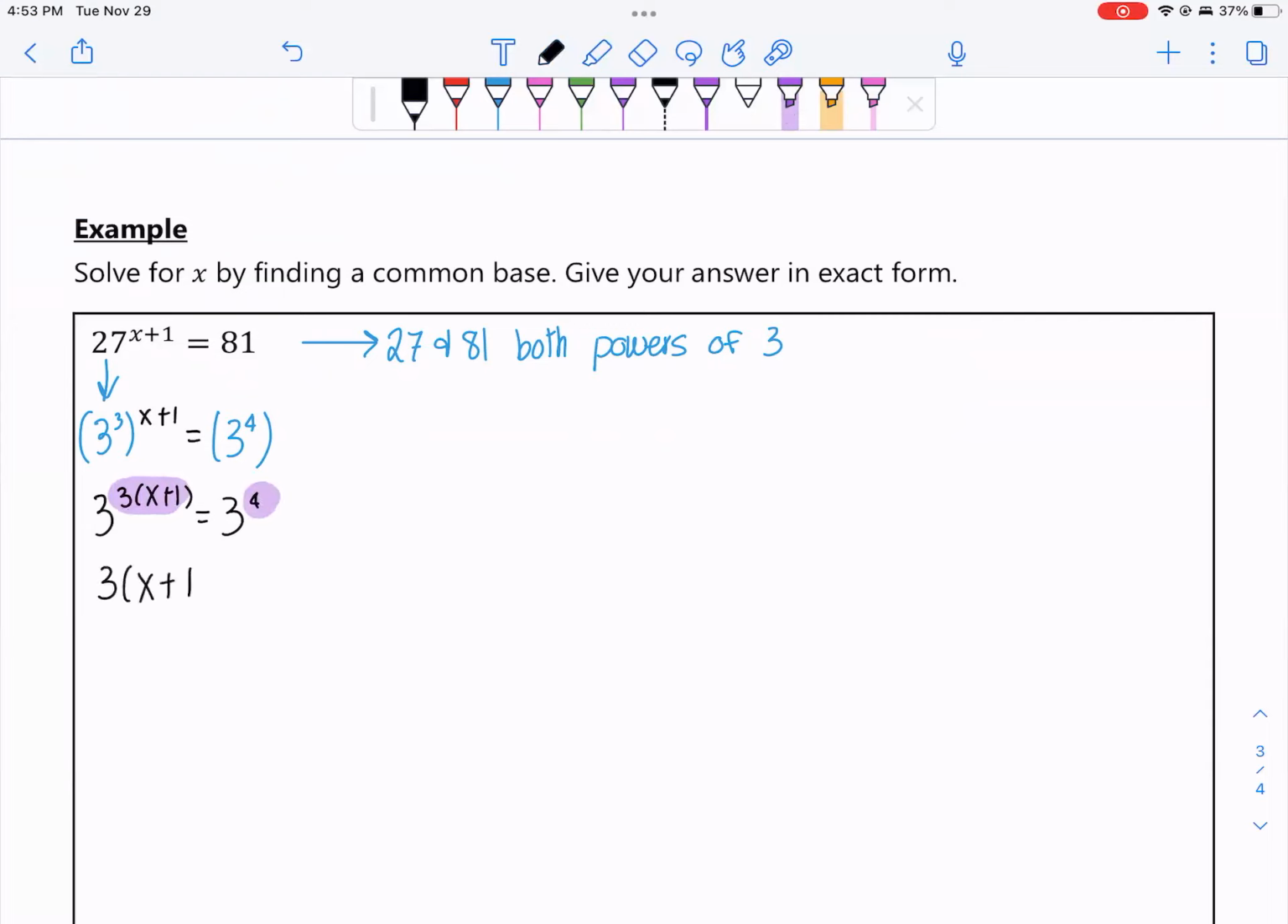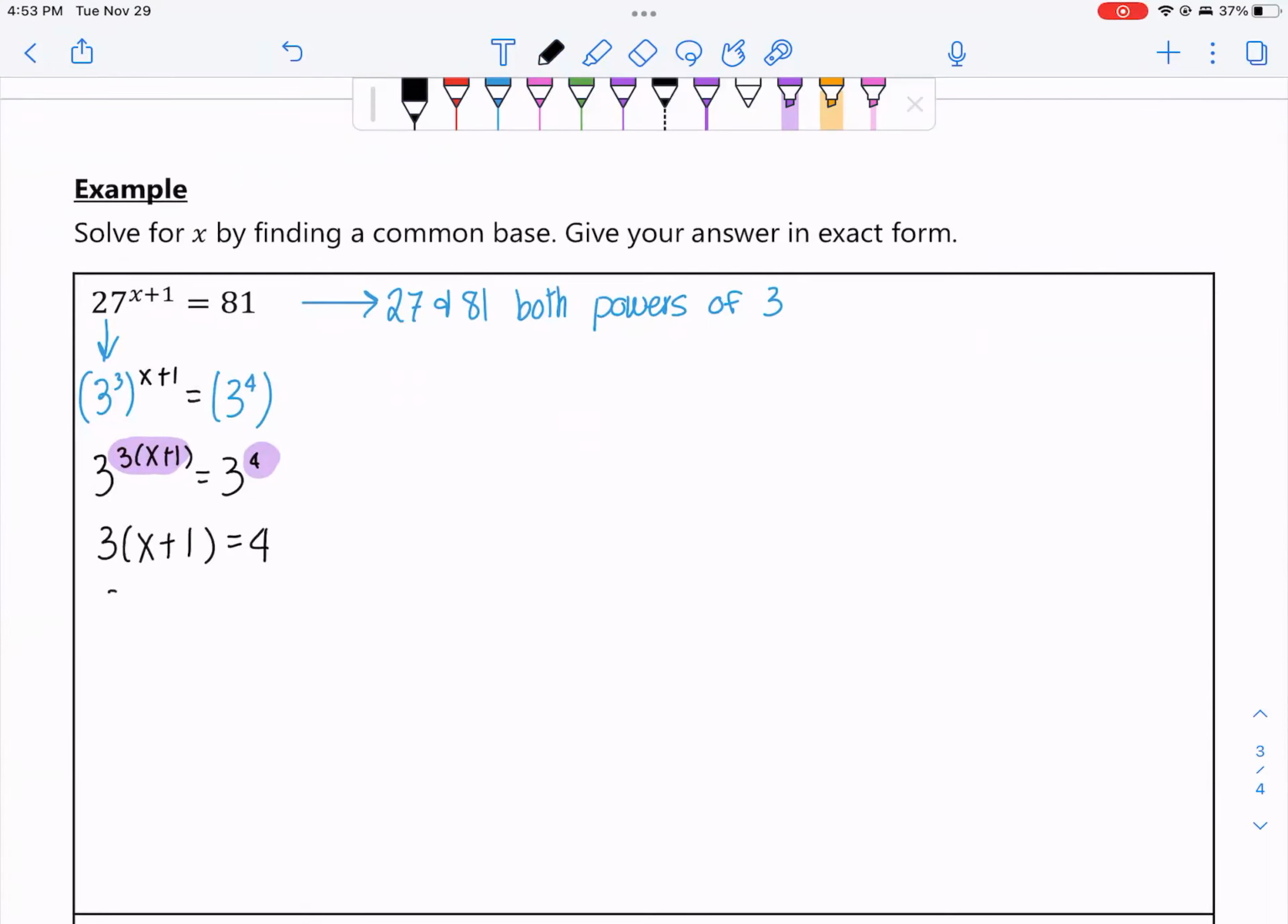3 times x plus 1 is equal to 4. Distributing the 3, 3x plus 3 equals 4. Subtract 3 on both sides. 3x is equal to 4 minus 3, which is 1. Divide both sides by 3, we get x equal to 1/3. And there it is. Bam, done.